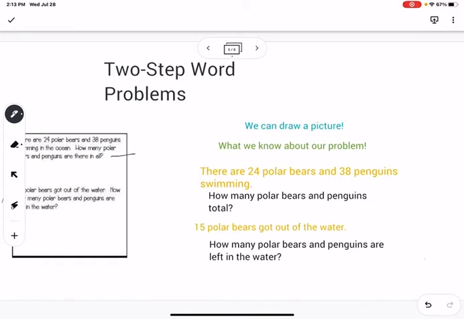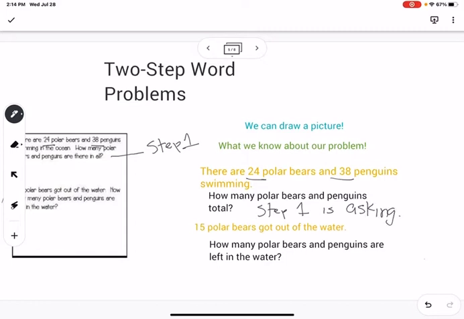Right here is step 1. Let's look at step 1 to see what we know. We know that there are 24 polar bears and 38 penguins, so I wrote 24 polar bears and 38 penguins swimming. Step 1 asks how many polar bears and penguins are there in all. So this is what step 1 is asking us.